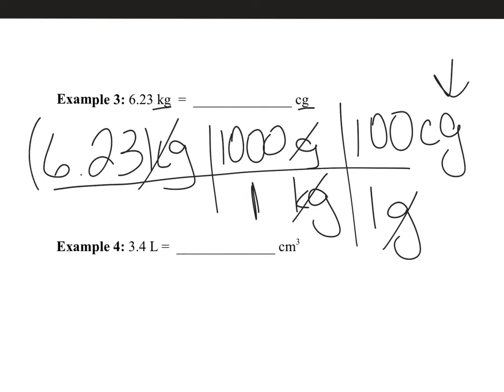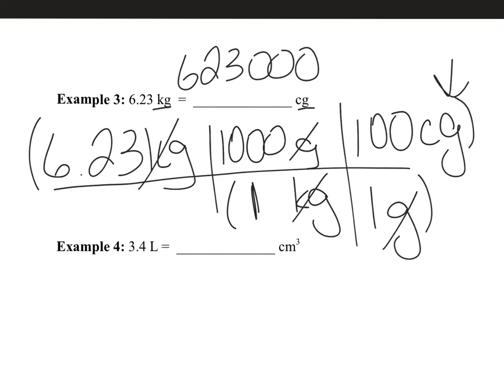Now I'm going to do my math. Everything on top gets multiplied together, divided by everything on bottom multiplied together. So I get 6.23 times 1,000 times 100 divided by 1 times 1, so I'm just really dividing by 1 here. So I take my 6.23 times 1,000 times 100, and I'd get 623,000 centigrams. Right? I started with 3 sig figs. I end with 3 sig figs as long as I don't put a decimal there.